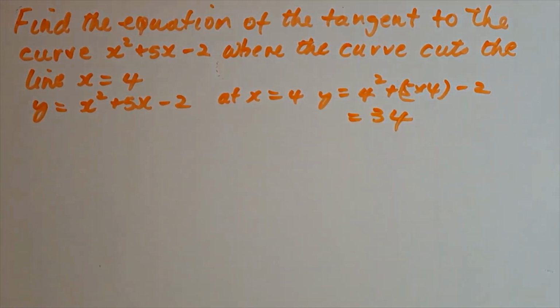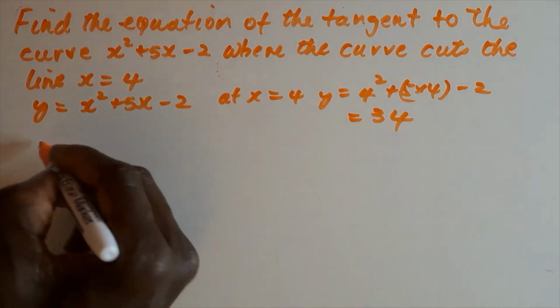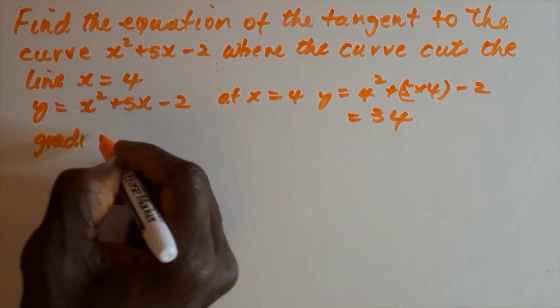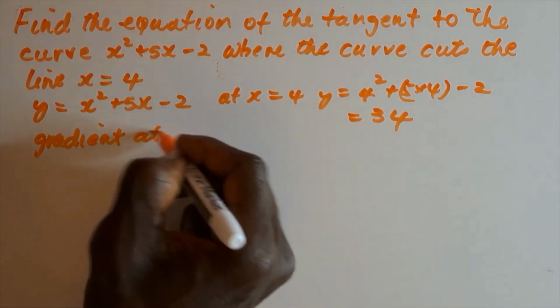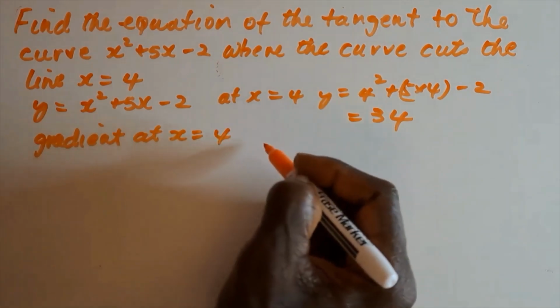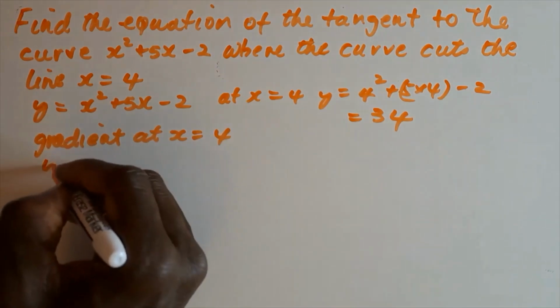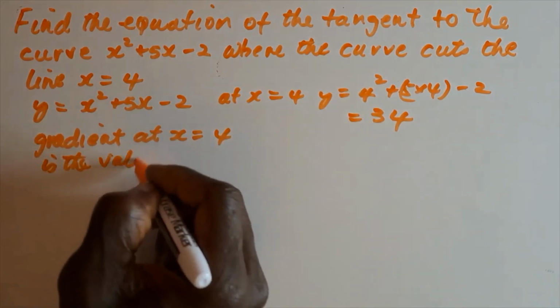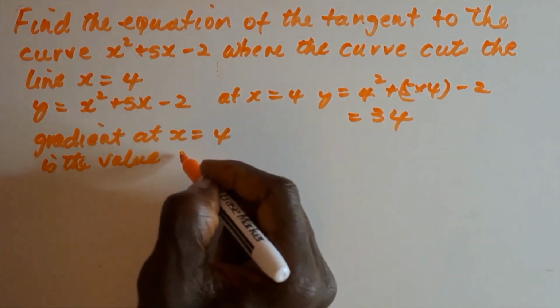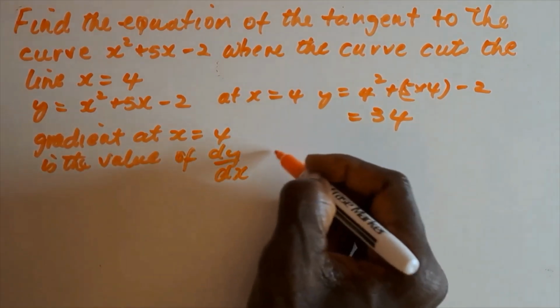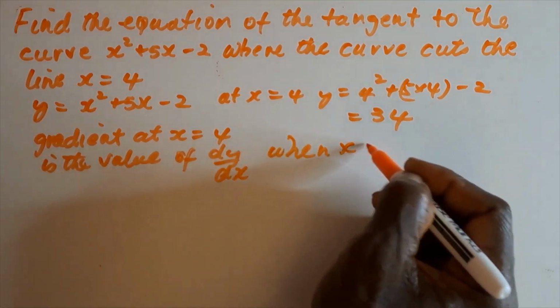You've got your y coordinate, 34. The gradient at x equal to 4 is the value of dy/dx when x equals 4.